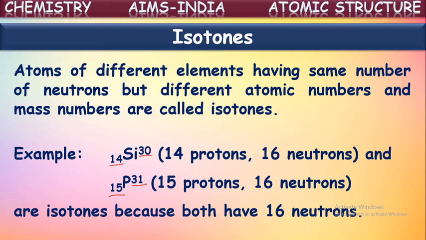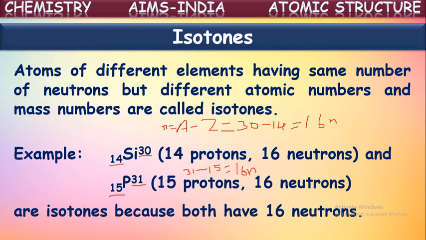How to calculate the number of neutrons? The number of neutrons is equal to mass number minus atomic number. For silicon, the mass number is 30 and the atomic number is 14. So what do we get? 16 neutrons. So the number of neutrons in silicon is 16. Whereas for phosphorus, the mass number is 31 and the atomic number is 15. So here also we get the same number of neutrons in phosphorus.